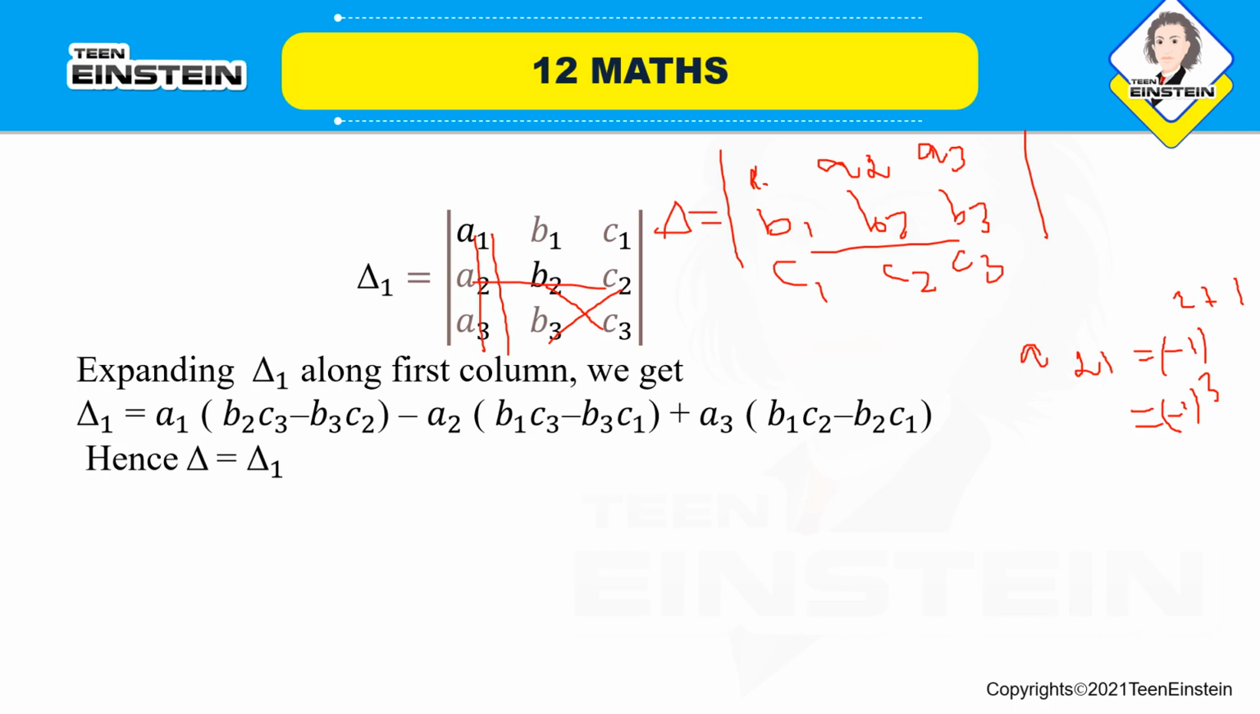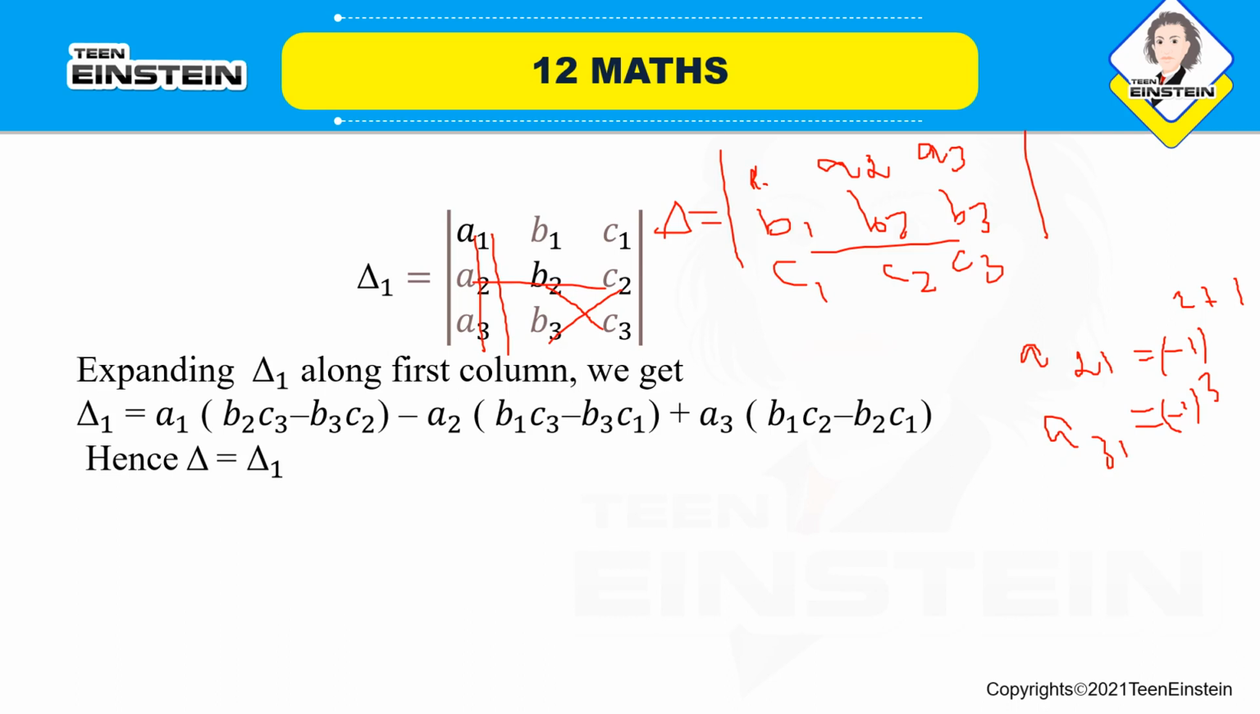B3 C1, plus the next element, that is in the A31 position. Okay, in the 3 1 position we have the element A3. For this position you have a positive sign, so plus A3 into, if we delete the row and the column having A3, then you will get B1 C1 B2 C2. So in the downward arrow this is B1 C2 minus in the upward arrow this is B2 C1.